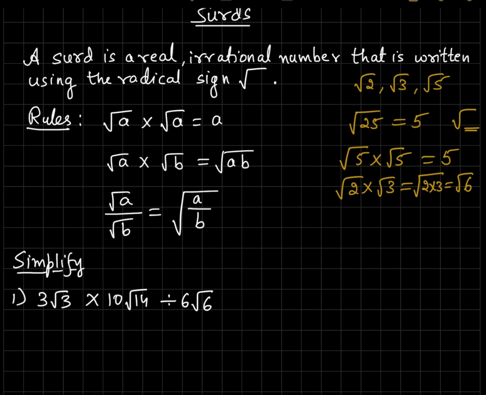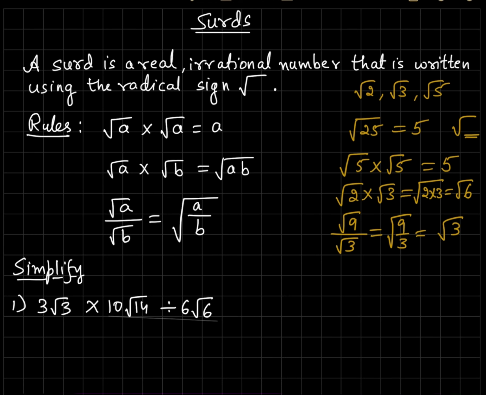Then, square root of a over square root of b can be written as square root of a over b. Let us take an example: square root of 9 over square root of 3. It would be written as square root of 9 over 3, which would be square root of 3, because 9 over 3 is 3. Got it? So these are the basic rules for solving surds.